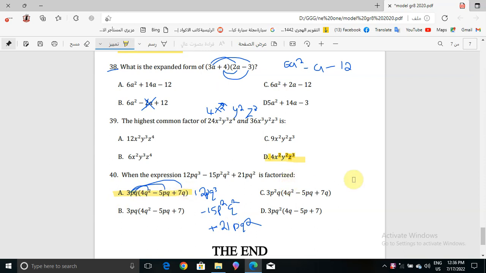Now this was the last answer for the last question in this model. Inshallah, in the coming videos we are going to make more videos and we'll solve them together.